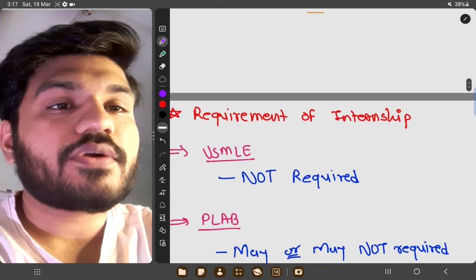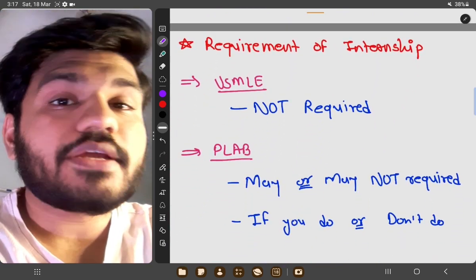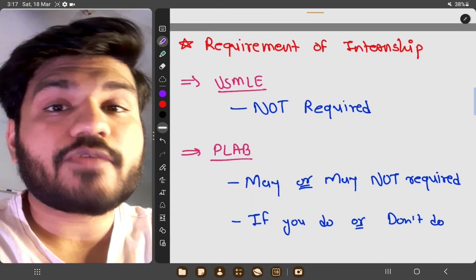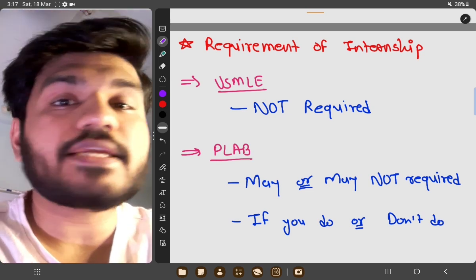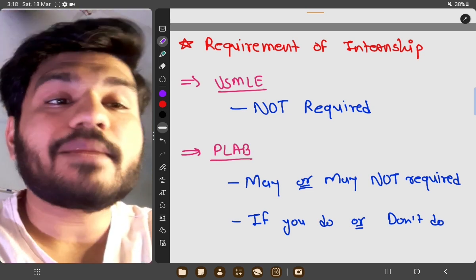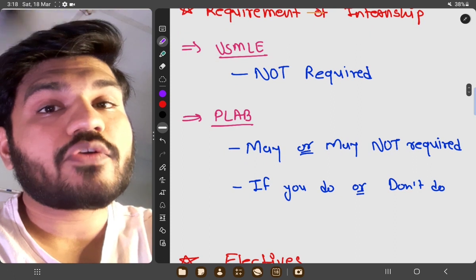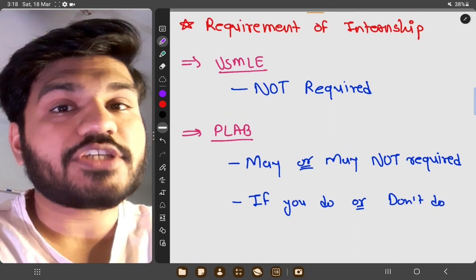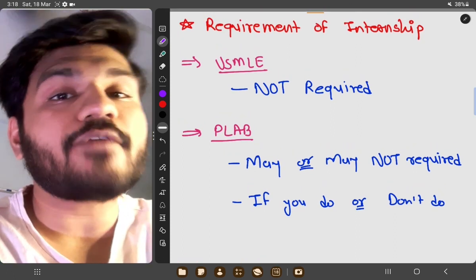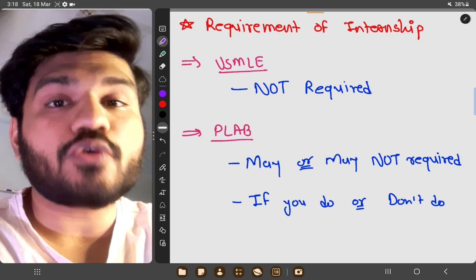Next we are going to talk about the requirement of internship. In USMLE there is no requirement of internship. If you want to get residency, there is no requirement of internship. But in PLAB, there will be a requirement of internship. Like if you have done your internship in India, you don't have to do the FY1 year in the UK, that I have told you already.